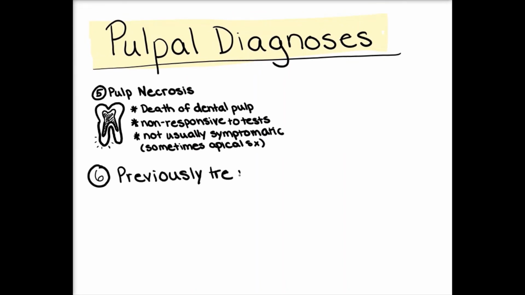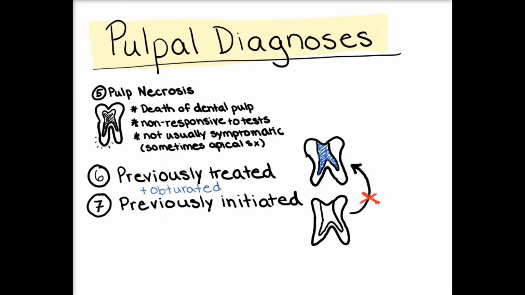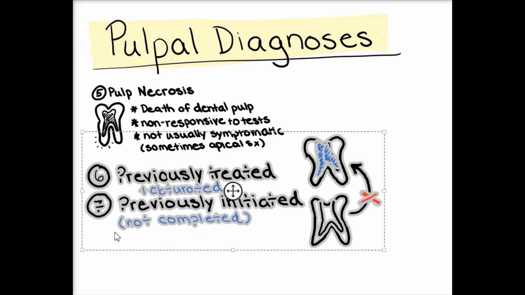The last 2 pulpal diagnoses include previously treated and previously initiated. So previously treated teeth underwent endodontic treatment and were obturated with a root canal filling material called gutta percha. That's the blue stuff. While previously initiated teeth have not yet been filled, so it's not complete.